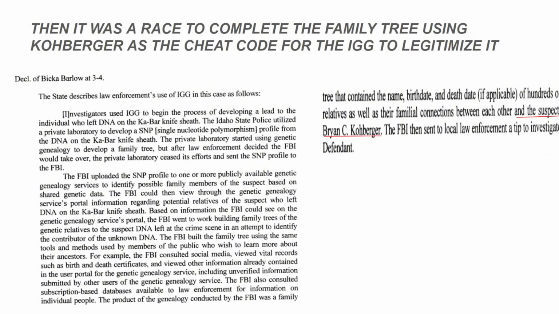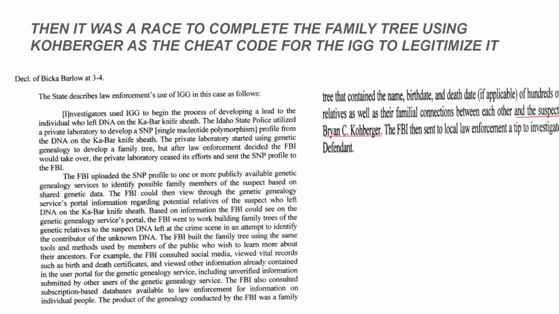The private laboratory started using genetic genealogy to develop a family tree. But after law enforcement decided the FBI would take over, the private laboratory ceased its efforts and sent the SNP profile to the FBI. The FBI uploaded the SNP profile to one or more publicly available genetic genealogy services to identify possible family members of the suspect based on shared genetic data.